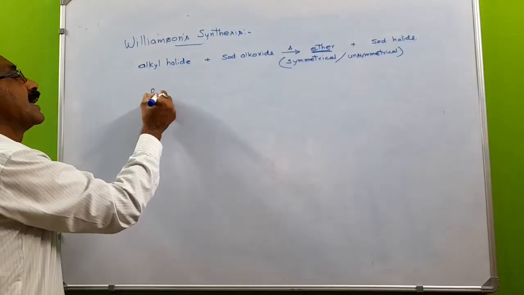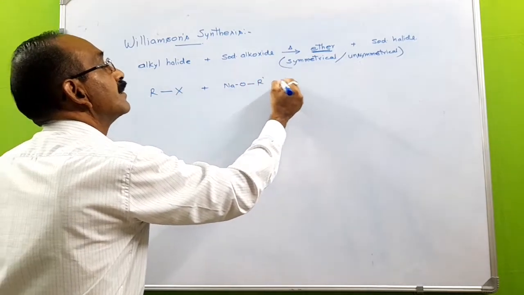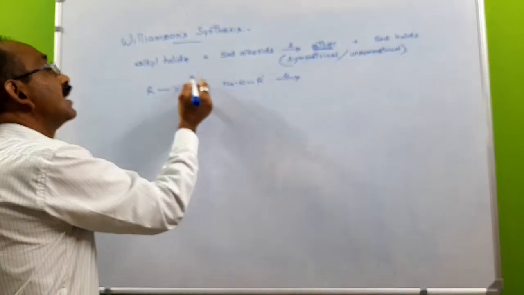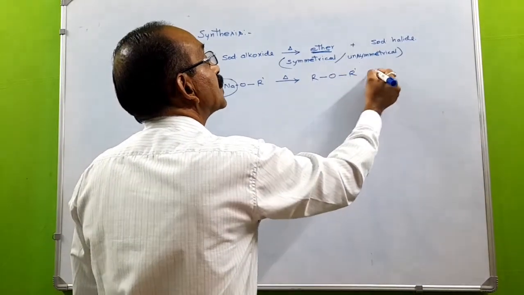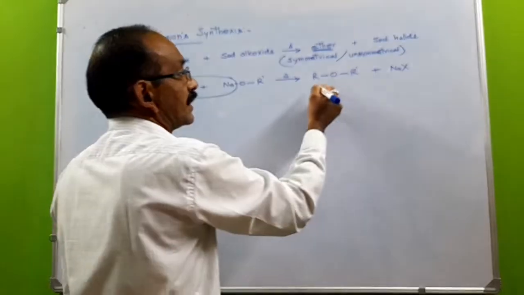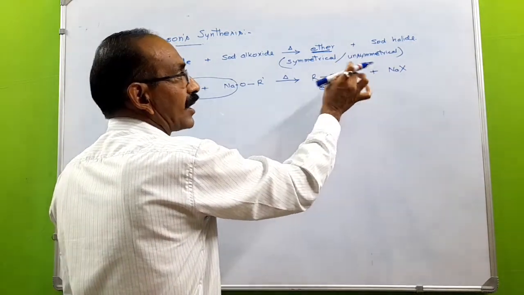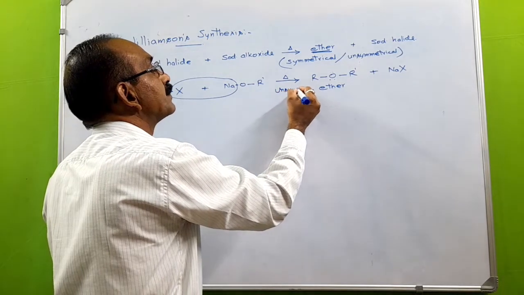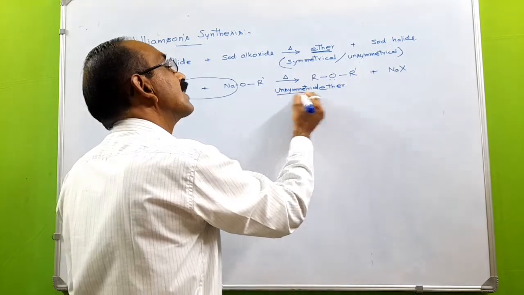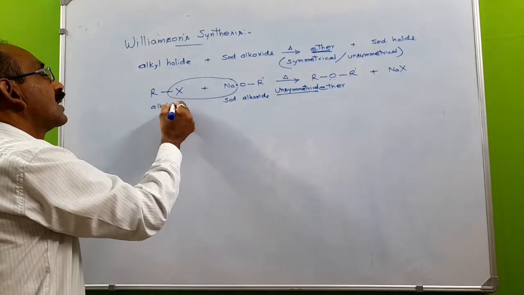The generalized reaction can be written as, see, this one is alkyl halide, and when it is treated with sodium alkoxide, the Na comes out with the X, and you will get here ROR' plus NaX. This one is ether. As the two alkyl groups linked over the ether oxygen are different, one is R, one is R', it is an example of unsymmetrical ether. This is sodium alkoxide and this one is alkyl halide.